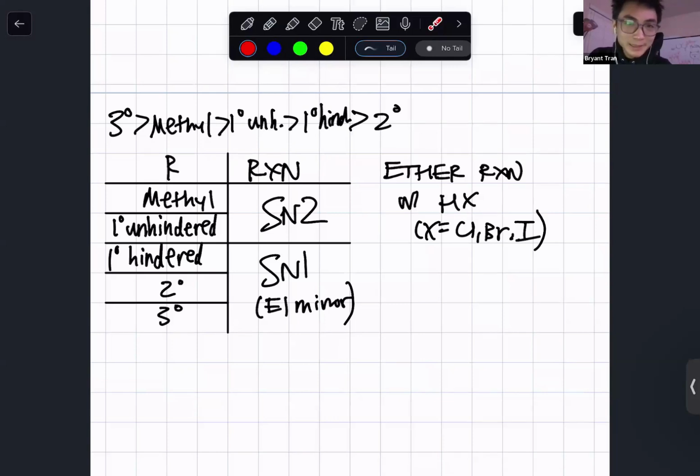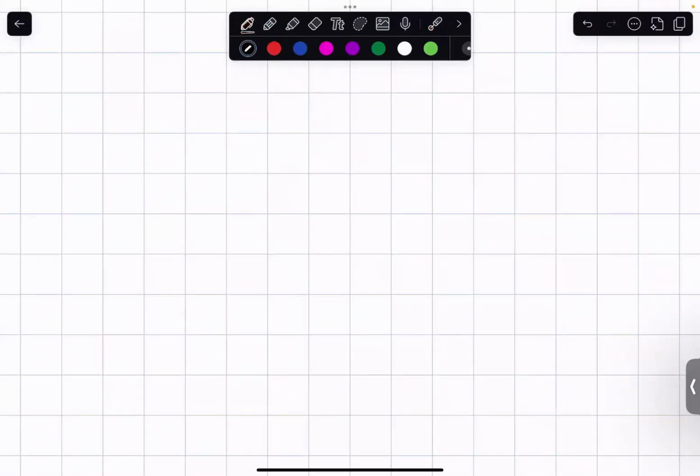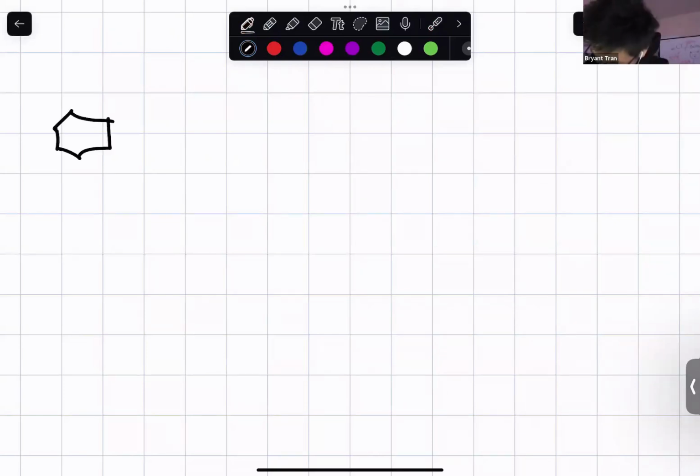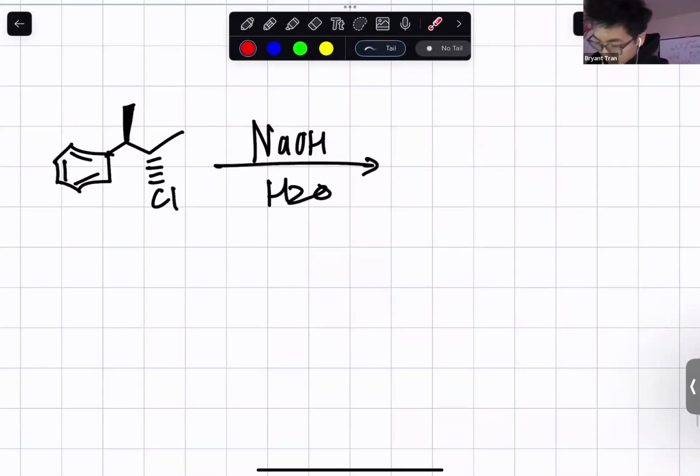So let's go back to 118B. Mazna, I am going to explain your question number 8 right here, which is going to be this reactant, benzene, with this good leaving group, chlorine, reacting with NaOH and water. So we see we have a good leaving group present, which is that chlorine.